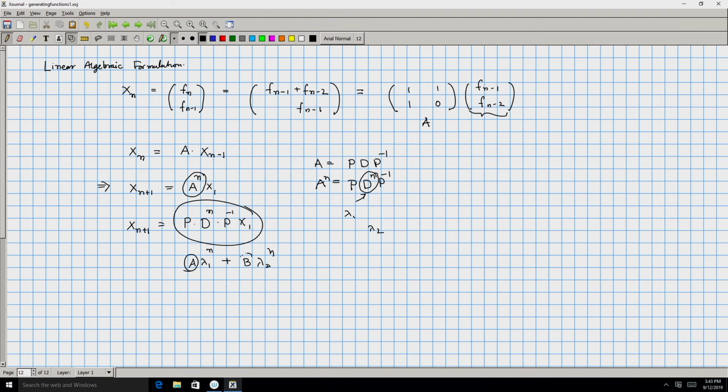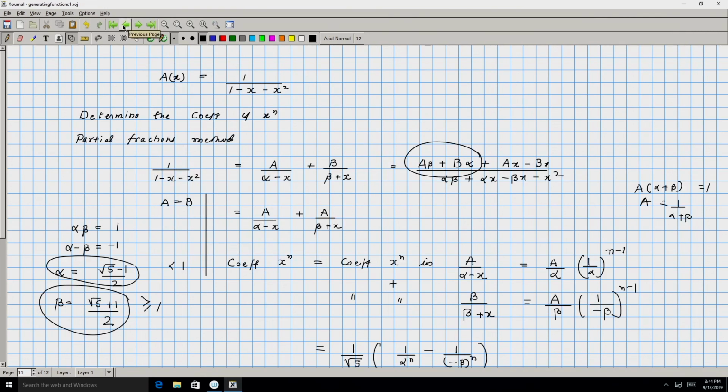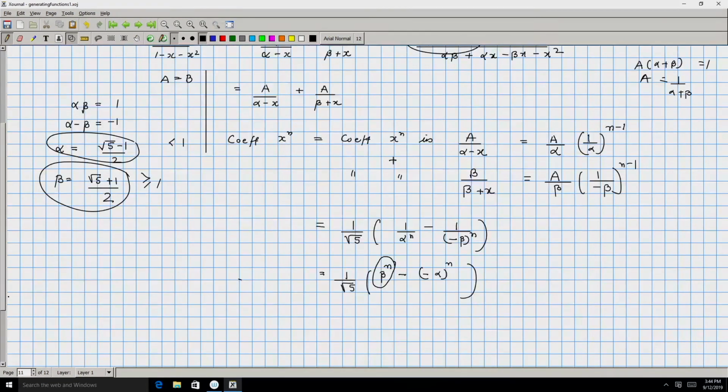Of course, A and B are not going to be the same A and B from there, but it is going to be something which is dependent on what is P, D, etc. Okay. But you can see that the lambda 1 and lambda 2 which comes here will be the same as what we saw earlier. In fact, it will be our alpha and beta, and the coefficients will be 1 by root 5. Okay. We will stop here and learn more about generating functions in the next lecture.